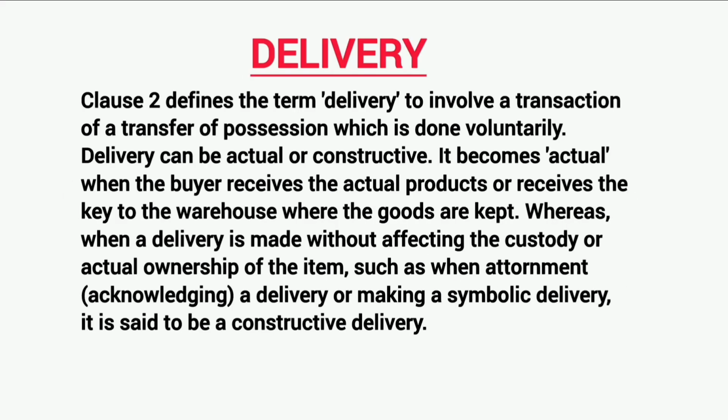Delivery. Clause 2 defines the term delivery to involve a transfer of possession which is done voluntarily. Delivery can be actual or constructive. It becomes actual when the buyer receives the actual products or receives the key to the warehouse where the goods are kept, whereas when a delivery is made without affecting the custody or actual ownership of the item, such as when attornment, a delivery or making a symbolic delivery, it is said to be a constructive delivery.